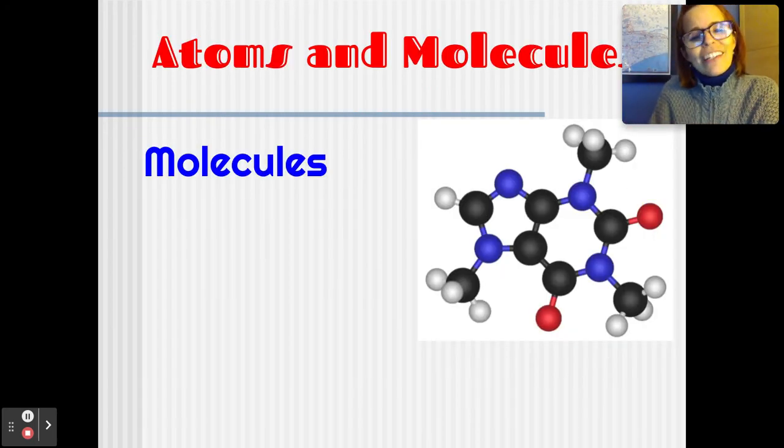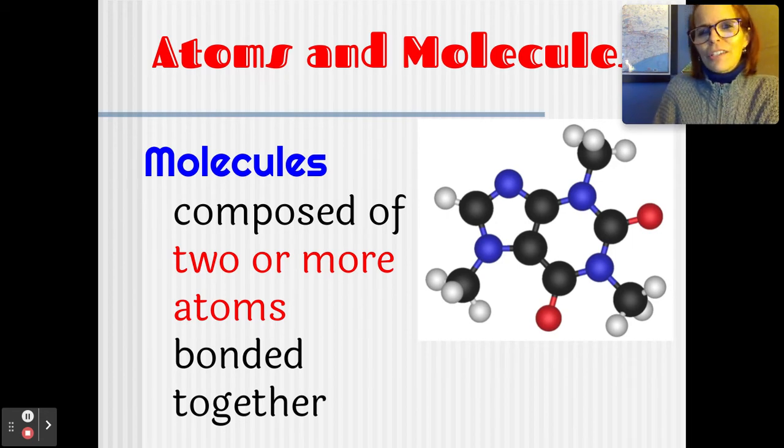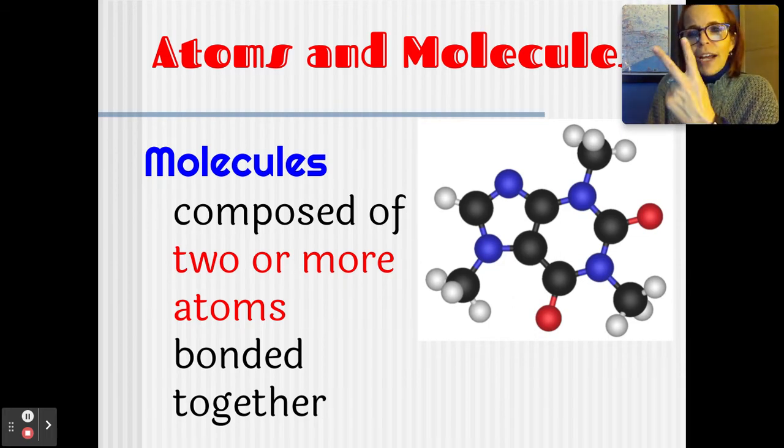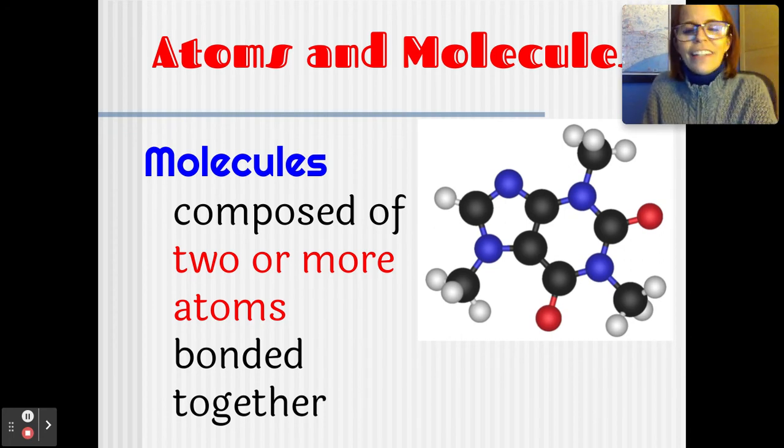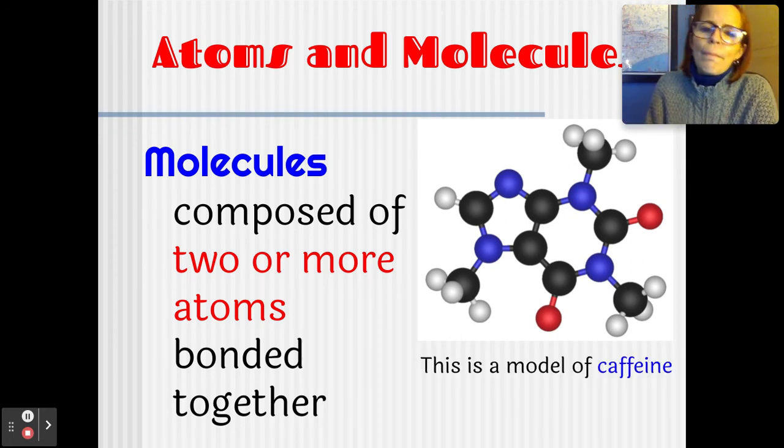All right, now what is a molecule? A molecule is 2 or more atoms put together. Water would be an example. H2O, it's got 2 hydrogens and an oxygen. That's an example of a molecule. Glucose, which is a type of sugar. Carbon dioxide, caffeine. Testosterone and estrogen, those are hormones that are molecules.